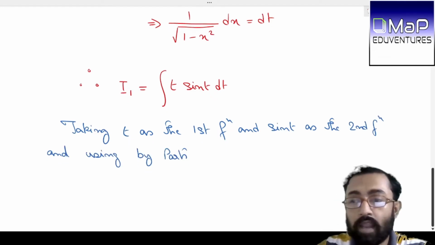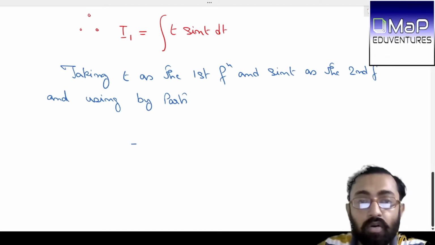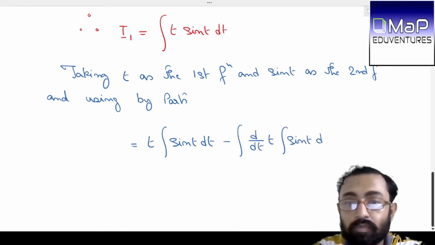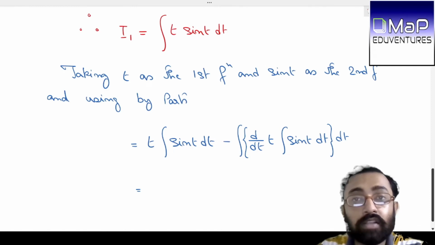Okay, so using integration by parts, let t be the first function and sin t will be the second function. Okay, so let me write the formula. Okay, so this is your by parts formula. Now what is the integration of sin t?